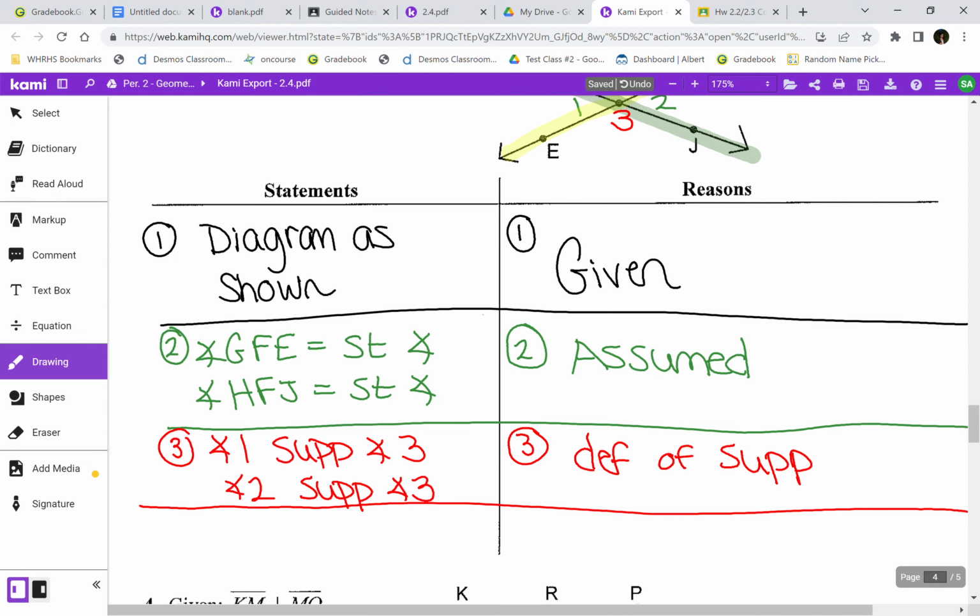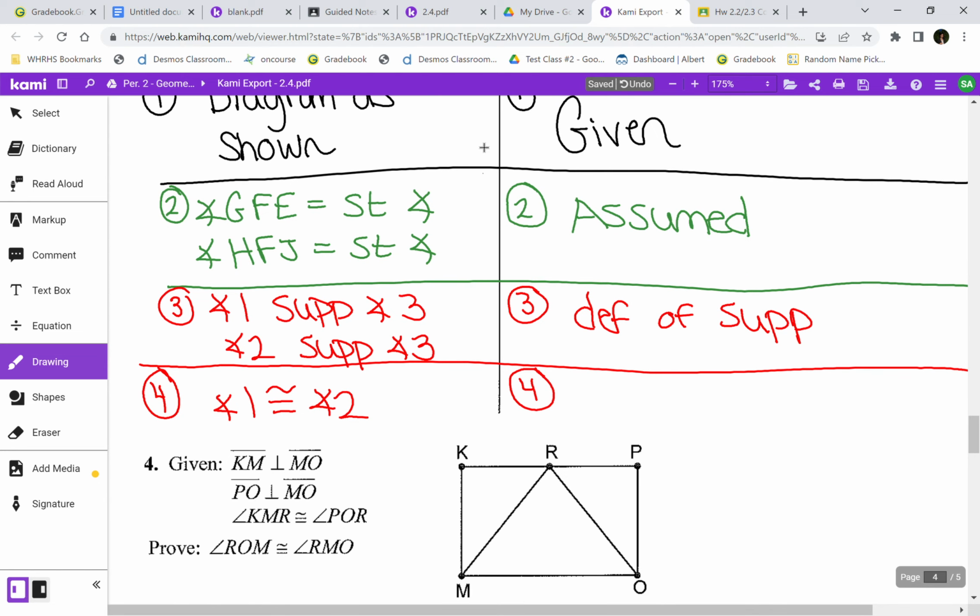Now that I declared that 1 is a supplement to 3 and 2 is a supplement to 3, can I prove angle 1 and 2 congruent? Absolutely. So angle 1 is congruent to angle 2. Who thinks they know the reason for this? Omar. Supplements of the same angle are congruent. Excellent. Supplements of the same angle are congruent. Amanda?